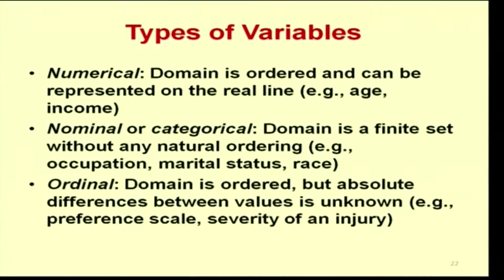For the categorical domain, you cannot give a numerical order; it is a finite set without any natural ordering. For example, occupation: you can be a supervisor, you can be an engineer, you can be a teacher, and so on. Marital status, for example, race and so on.